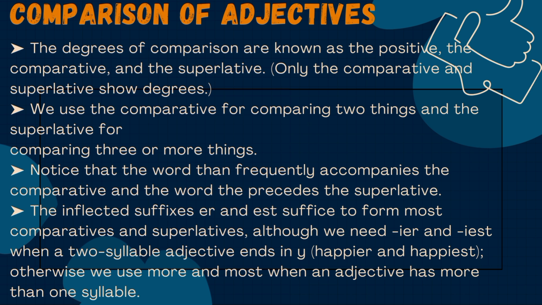Ang mga uri na nagtapos sa y ay gumagamit ng ier at iest. Halimbawa nito ay masaya. Masaya ay napapaloob sa positive. Mas masaya. Mas masaya ay napapaloob naman sa comparative. Pinakamasaya. Ito naman ay napapaloob sa superlative.